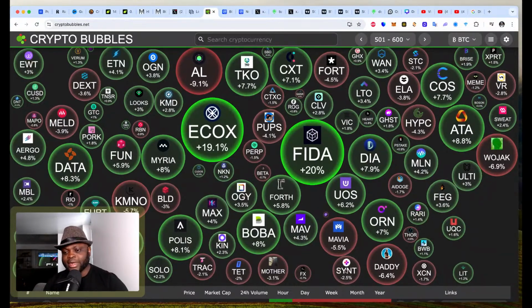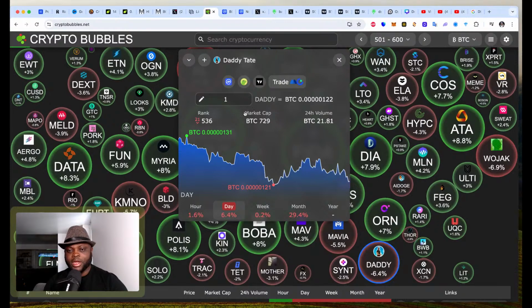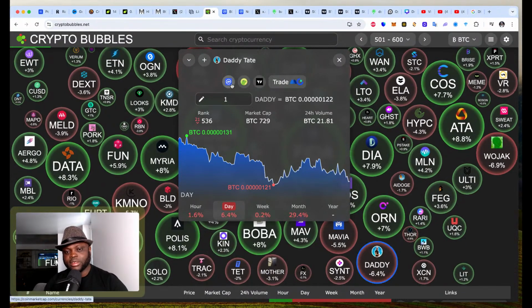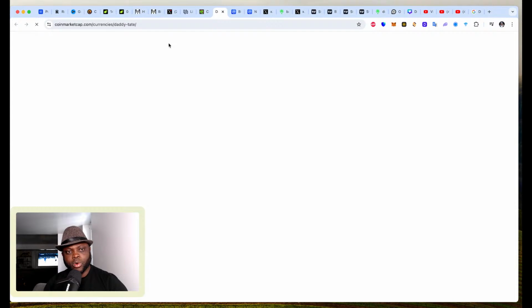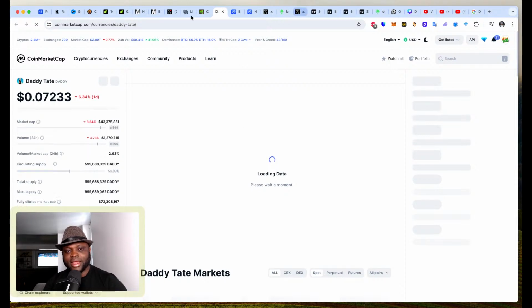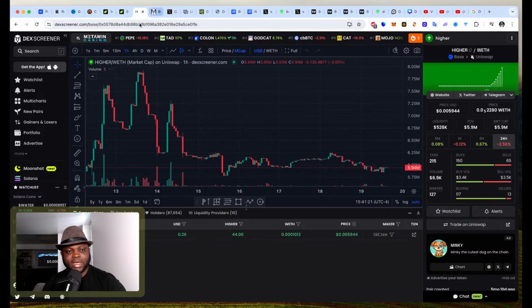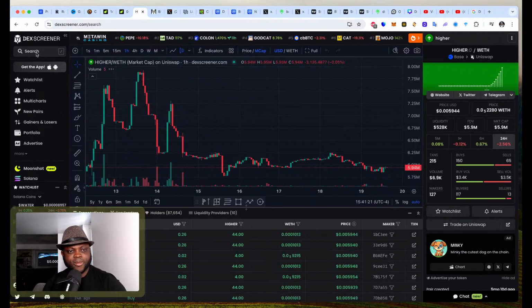For example, look at this coin, Daddy. Daddy is Andrew Tate's coin. Let's say I want to analyze this coin, so I'm gonna go to Coinmarketcap and copy the contract address. You can see here it's on the Solana blockchain. I want this to load well, but I already have Daddy here, so I'm not gonna wait. Okay, I have it now. Let me go back to Dexscreener. Oh, okay. So I'm gonna paste this here.